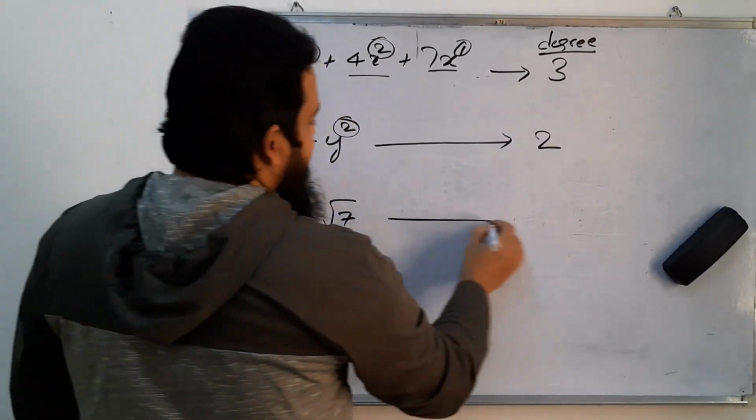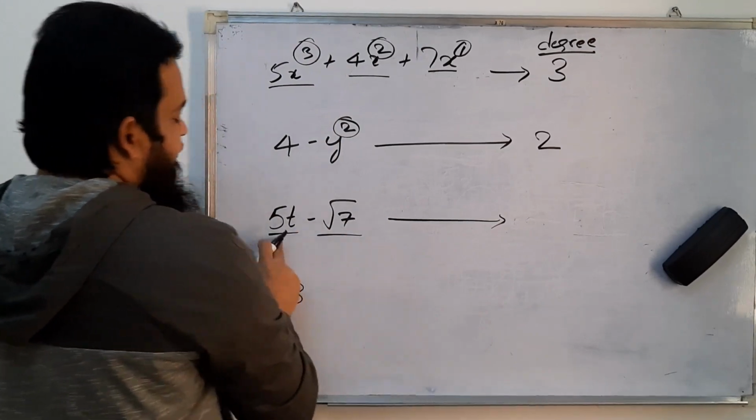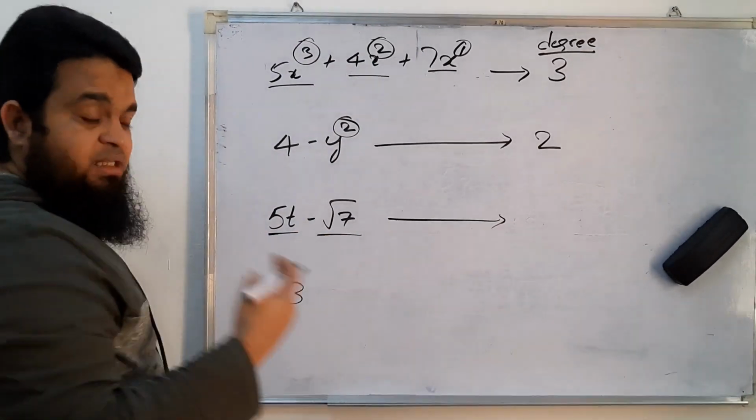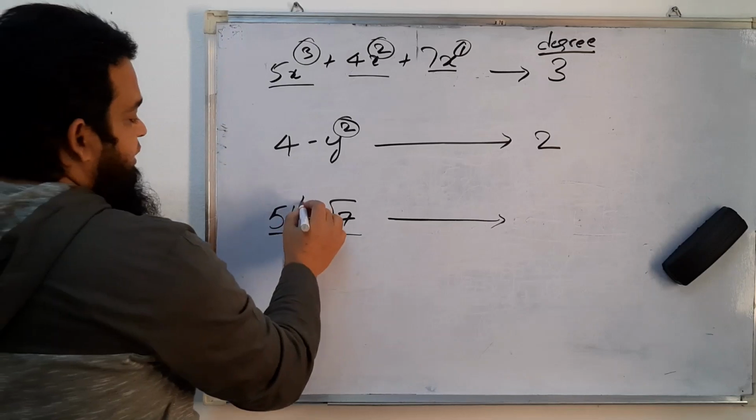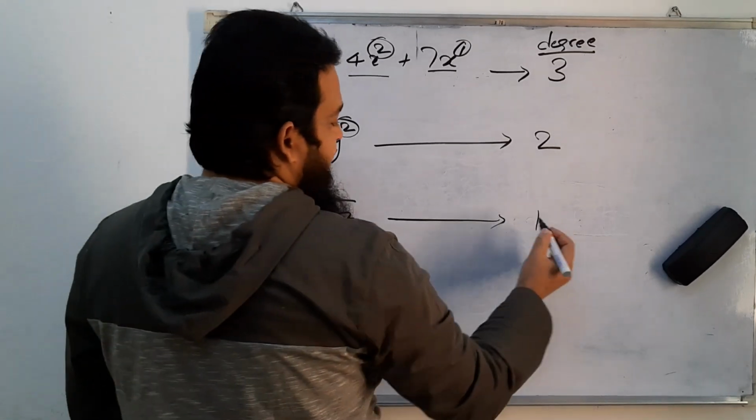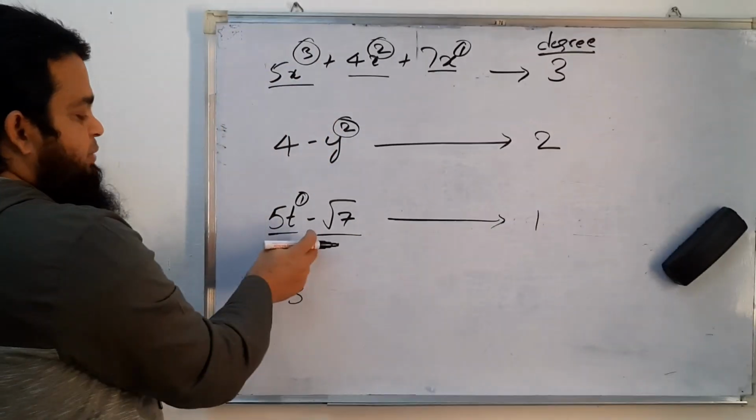And in the third one, we have two terms. 5t is one term, minus root 7 is another term. What is the power of it? 1. So therefore we have the highest degree 1. The degree of this polynomial is 1.